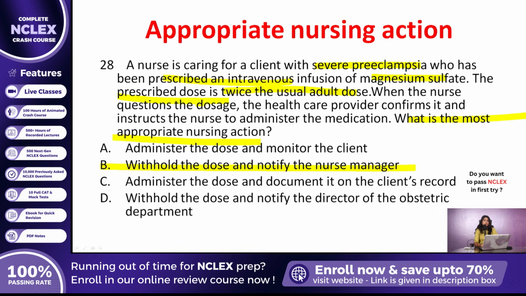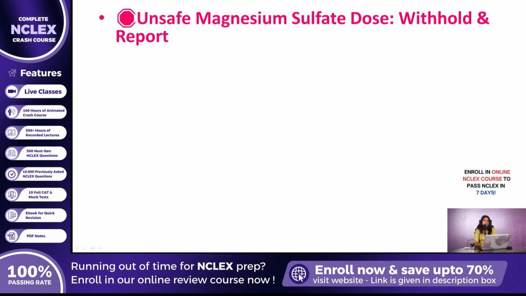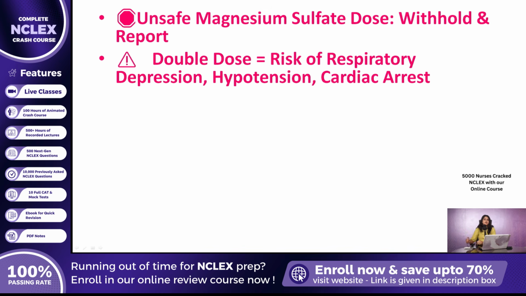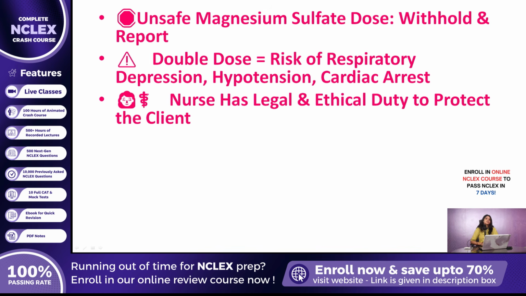This is the right action because nurses have a professional, legal, and ethical duty to protect clients from harm. Administering a magnesium sulfate dose that is twice the standard amount poses serious risks, including respiratory depression, loss of deep tendon reflexes, hypotension, and even cardiac arrest. If the nurse believes the order is unsafe, it is not enough to rely solely on the provider's confirmation.